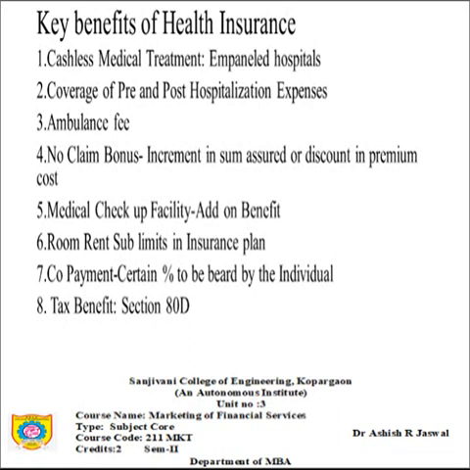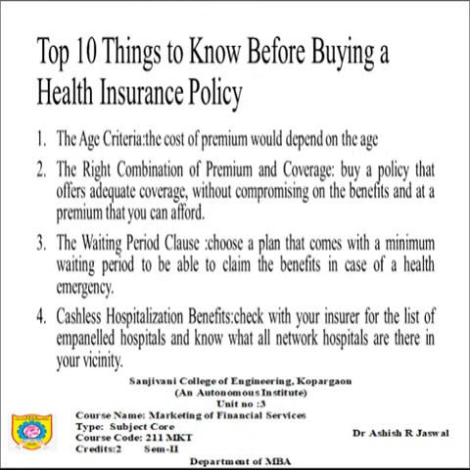So, the next point which we are going to address is what are those things which an individual should know before buying a health insurance policy. For example, if I have decided to purchase a health insurance policy, what are 10 important things which need to be considered before making a purchase of health insurance? First, the age criteria. As discussed, the cost of the premium will be dependent on the age. Means if you purchase a health insurance at an early age, you will have a lower premium, and as the age goes up, the premium, that is the amount you pay for getting insured, will go up drastically.